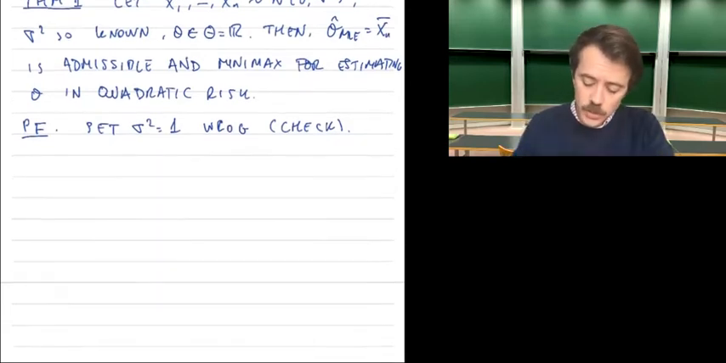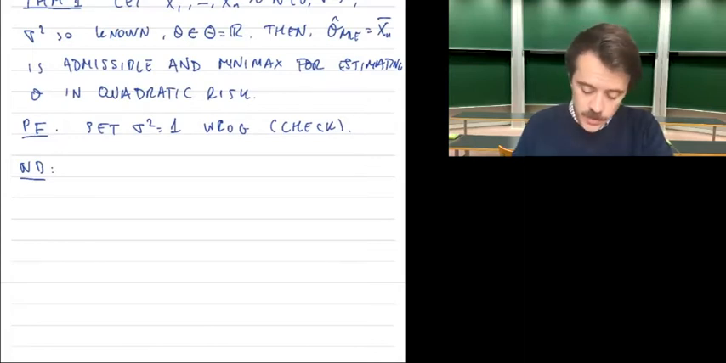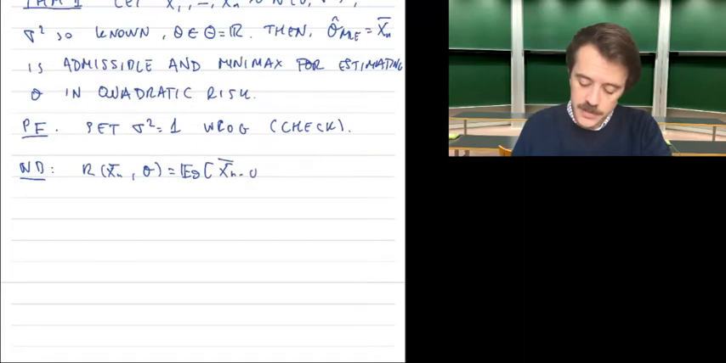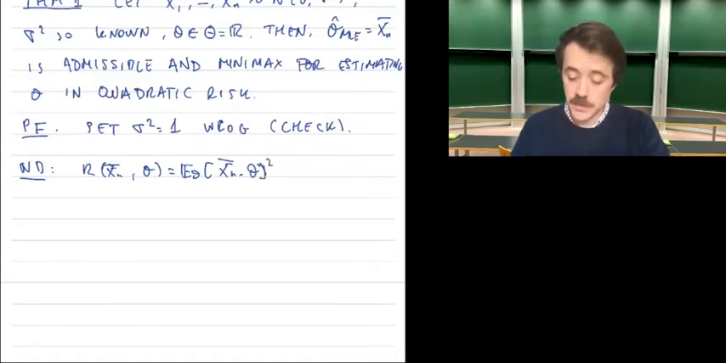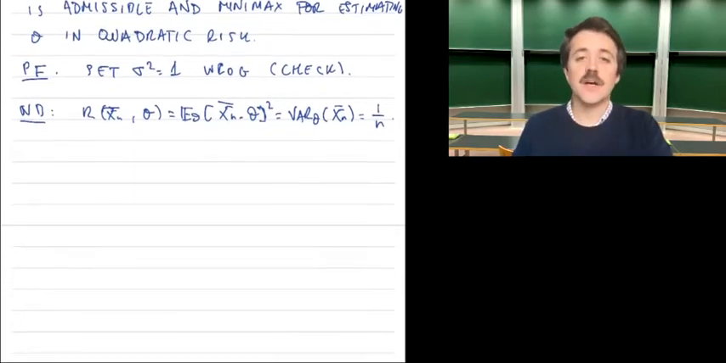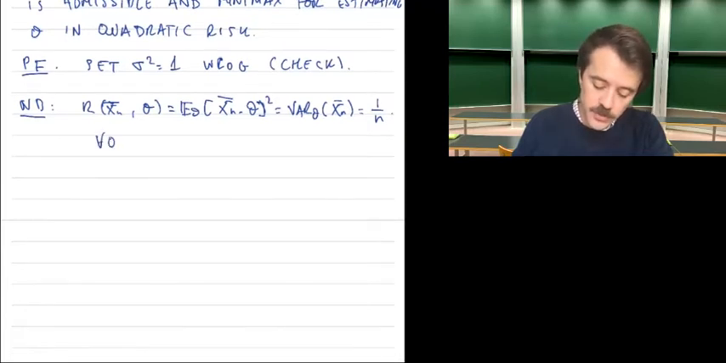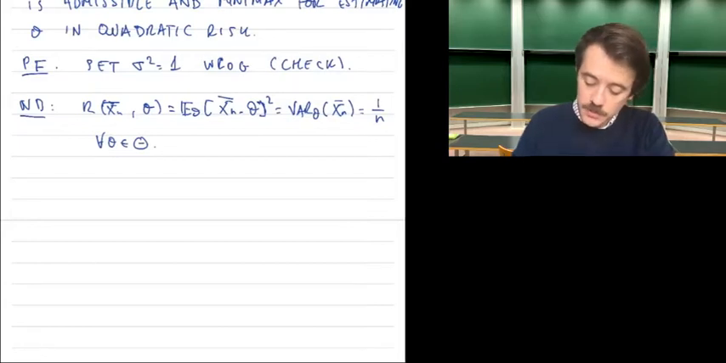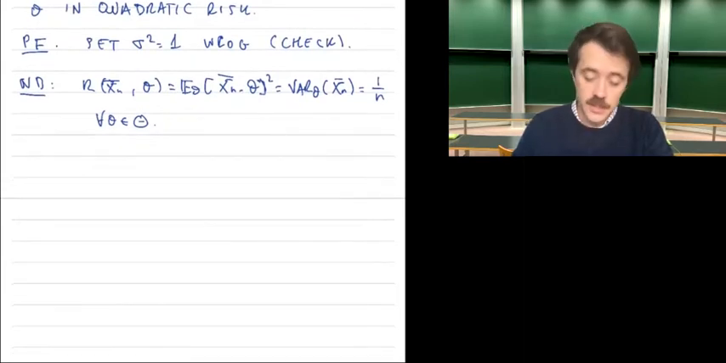Okay, so let's note something. First of all, we want to look at the quadratic risk of the MLE, right? So let's do that. We have this quantity here, the expectation of Xn bar minus theta, squared, and this is no more than, of course, the variance of the MLE, this sample mean. And this sample mean, of course, has variance 1 over n, right? So having said that, this is for all theta in the parameter space. What does this mean? Well, it means that the risk is constant in theta, right?